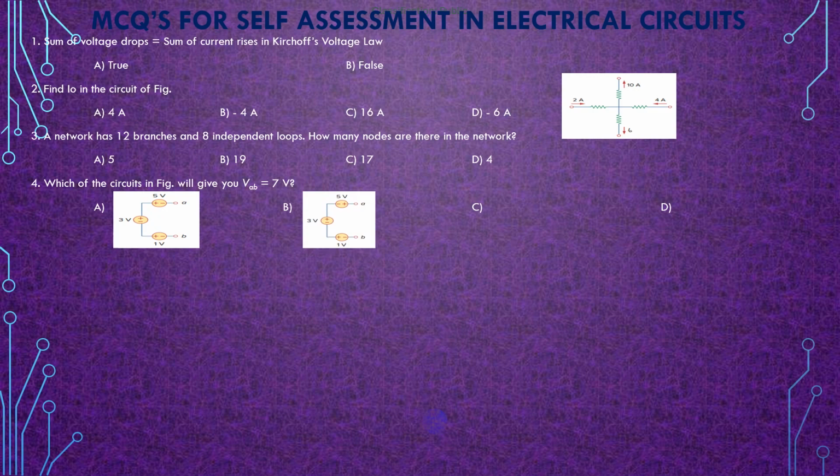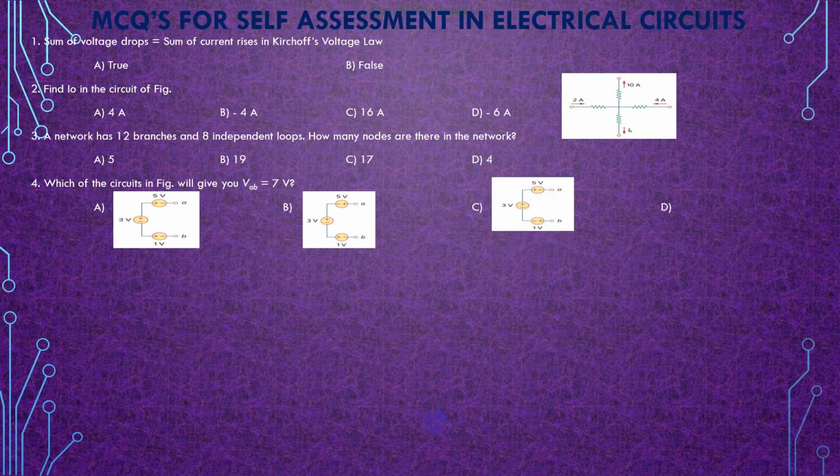Second one: current is leaving, minus 1. Current is leaving, minus 3. Current is leaving, minus 5. So 3 plus 1 is 4, plus 5 is 9 volts. Minus 9 volts. This is also not correct.